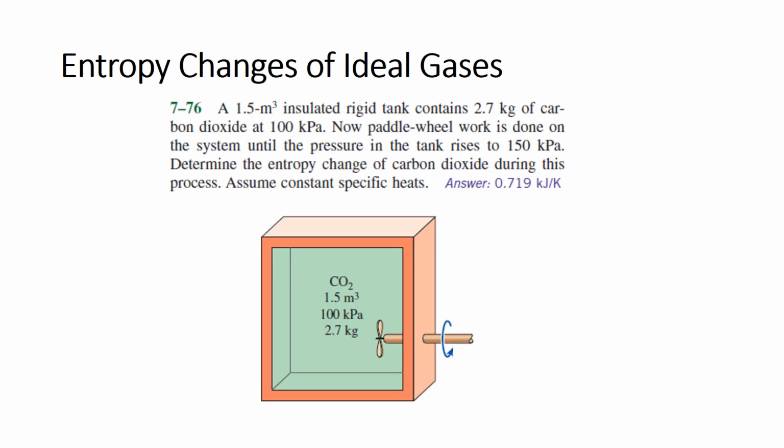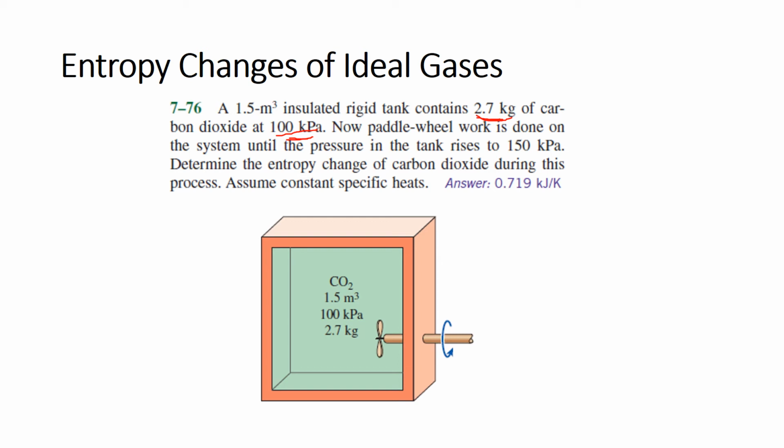Okay, so now I have taken an example from entropy changes of ideal gases. So here what do you have? You have a 1.5 meter cube insulated rigid tank. So rigid tank means what? Volume is constant. It contains 2.7 kilograms mass of carbon dioxide at 100 kilopascal. So since I wrote that heading, you all know it's an ideal gas. But from the question, how will you know it's an ideal gas? Carbon dioxide, it's a gas. It's an ideal gas.